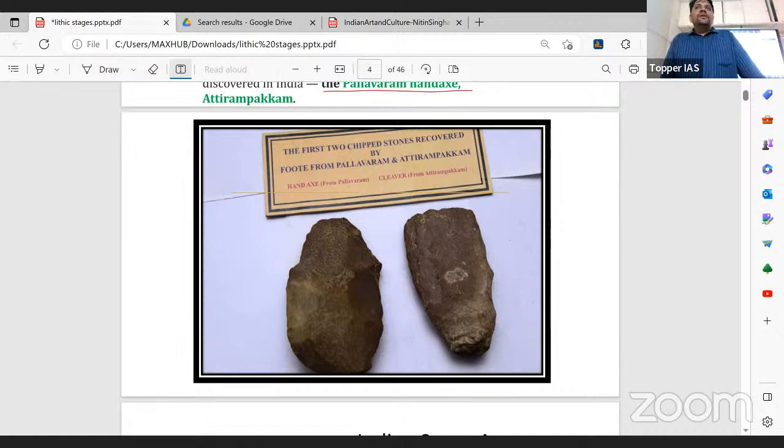The credit for studying Indian prehistory goes to Robert Bruce Foote, and he discovered a hand axe from Pallavaram and a cleaver from Attirapakkam.